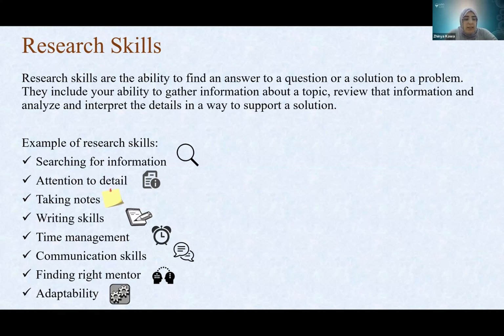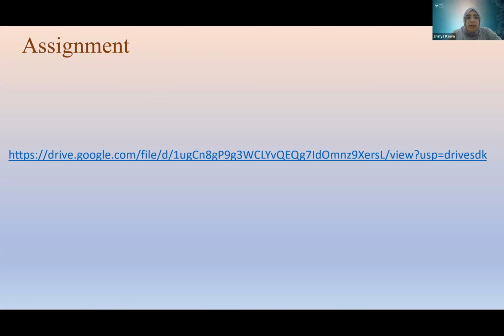Okay, then the last one is adaptability. It is important to adapt yourself and suit yourself with your colleagues and your co-authors. Sometimes, if we are going to do a study with a great number of co-authors, at some point you'll probably have a little problem. So it's so important to have adaptability skills with your mentor and your colleagues.